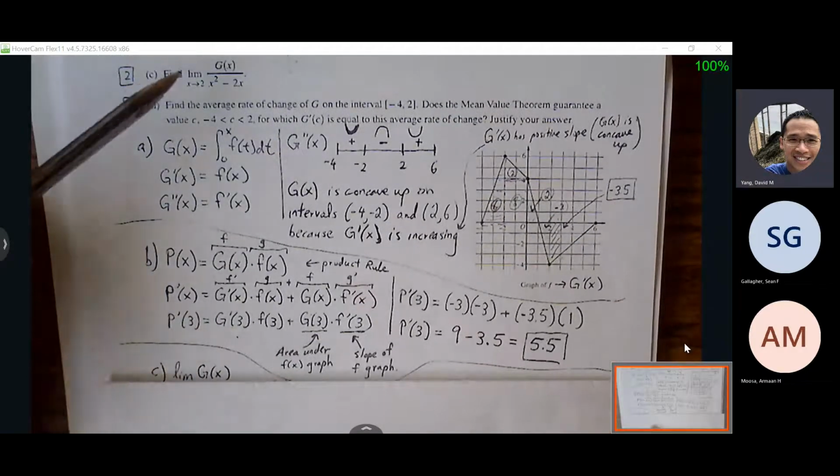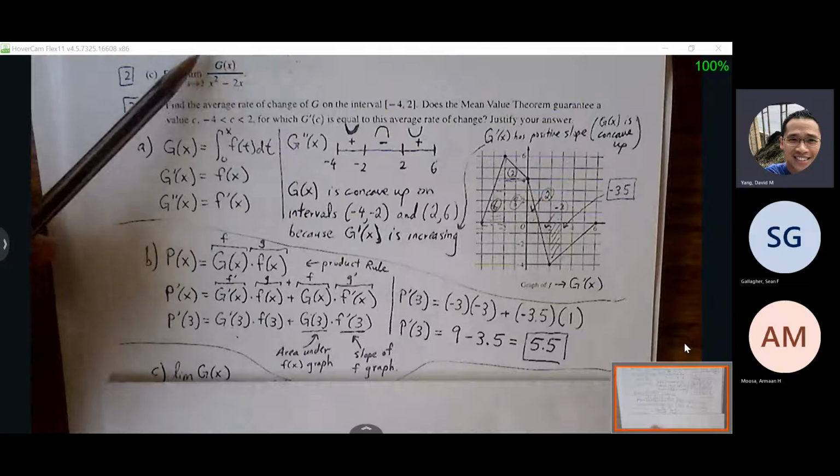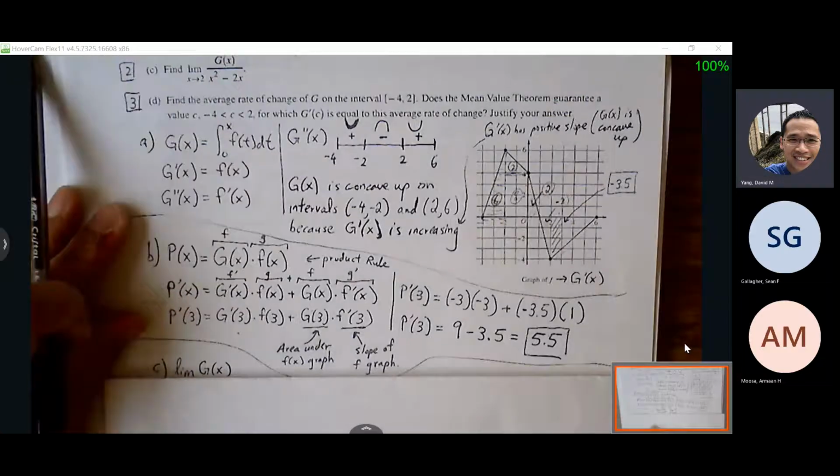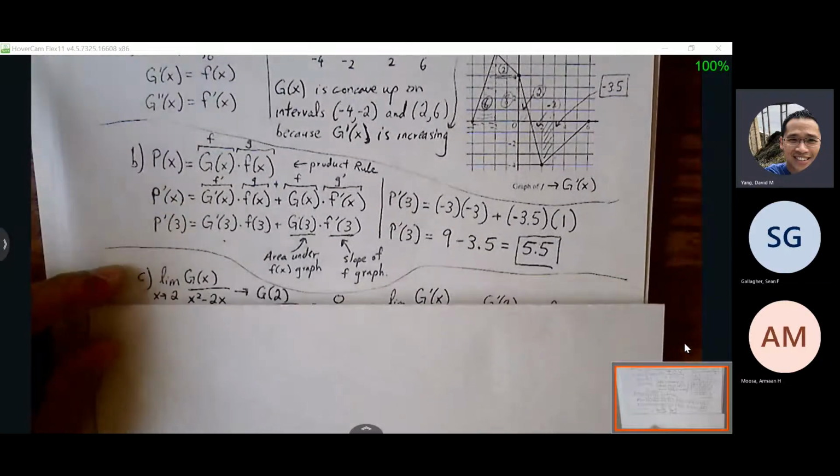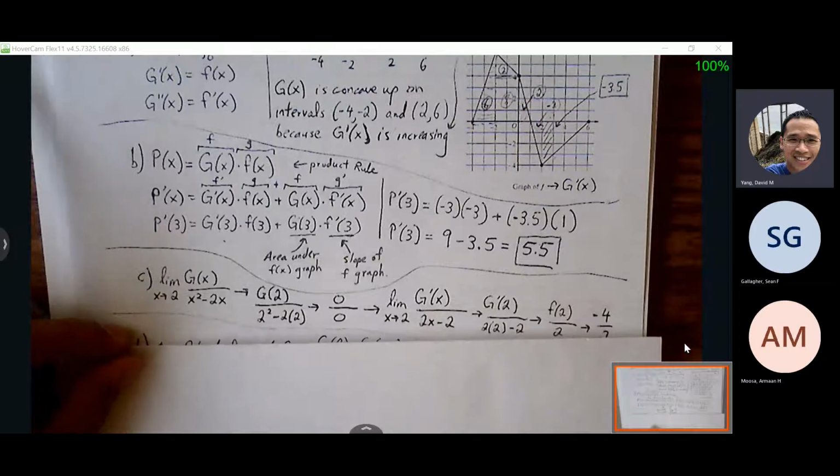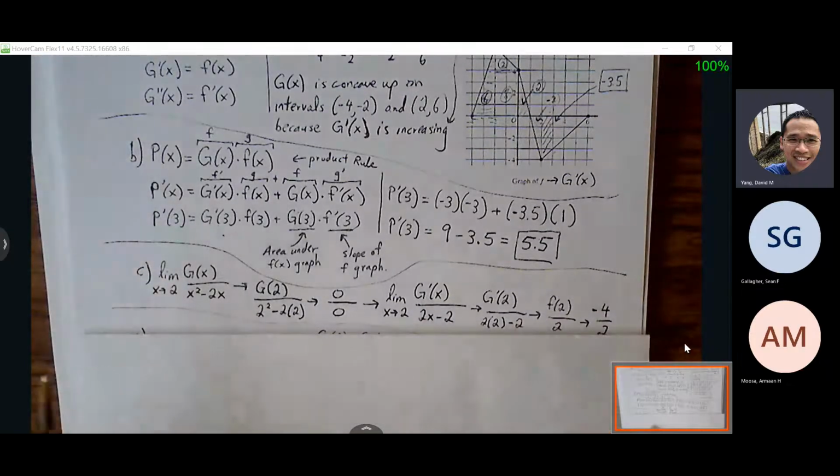Part C, find a limit. This is set up nicely for us to apply L'Hopital's rule. Again, careful that you use arrows, not equal signs. They don't like equal signs here. So arrows all the way through. Okay, so first thing we do is we evaluate the limit, or at least we try to.